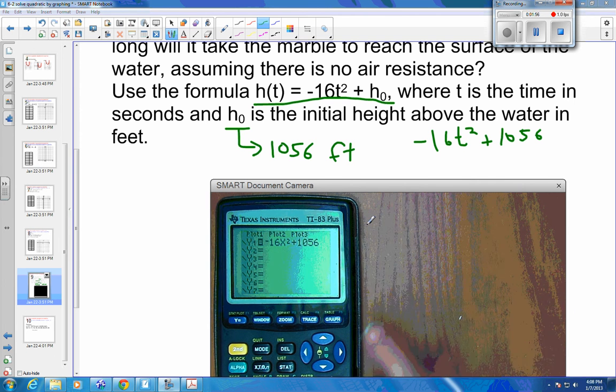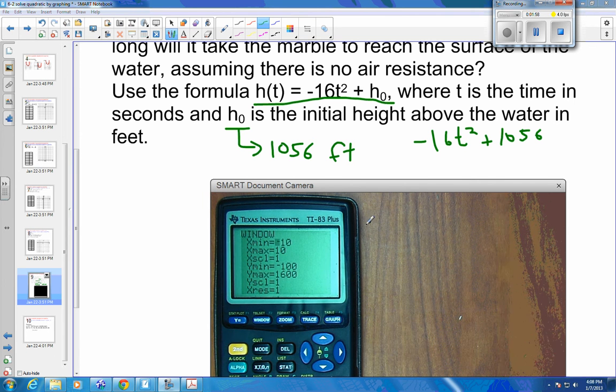So then I hit my window, and I set up my window. We want to go all the way to 1056. So I just made it pretty big. I didn't have to go quite that big. Why don't I make it 100? See what that looks like. Let's graph it.